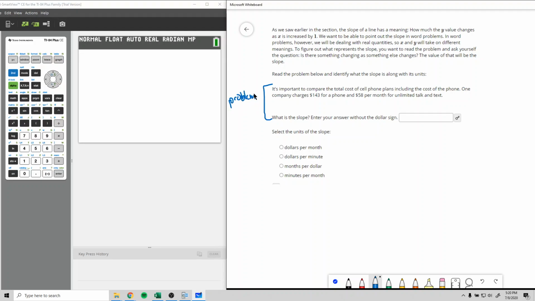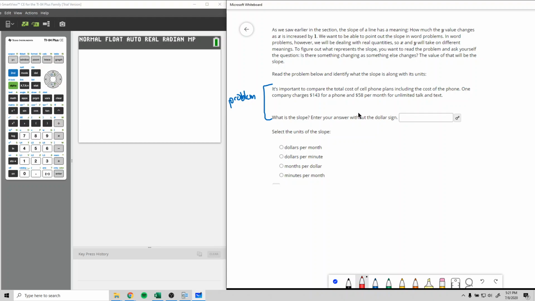It says it's important to compare the total cost of cell phone plans, including the cost of the phone. One company charges $143 for a phone and $58 per month for unlimited talk and text. What is the slope? Enter your answer without the dollar sign. Well, you only have two choices here.